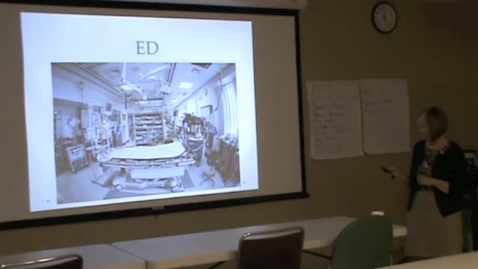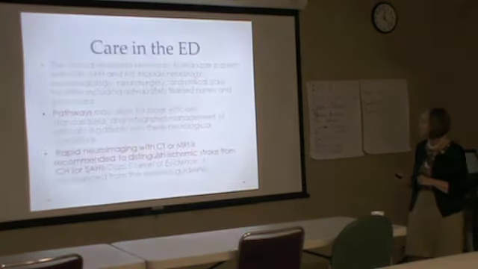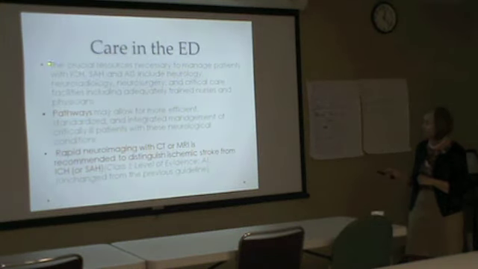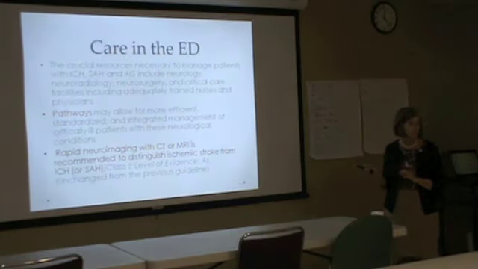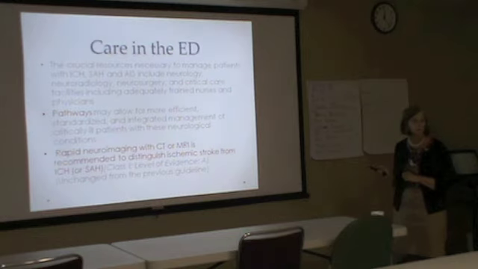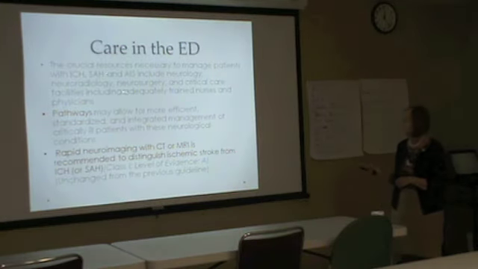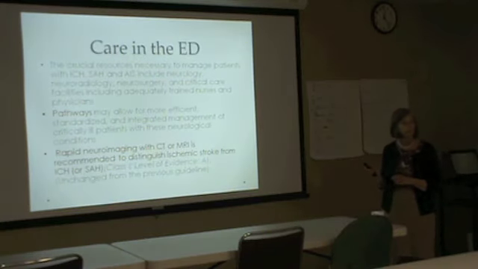So then the next set of recommendations applies to what do we do in the ED. The actual guidelines say that the crucial resources necessary to manage patients with intracerebral hemorrhage, subarachnoid hemorrhage, and acute ischemic stroke include neurology, neuroradiology, neurosurgery, and critical care facilities, including adequately trained nurses and physicians. We don't really have quite all those things. But there is neurology, there is radiology, who read a large number of neurological studies, and we do have trained nurses and physicians in the acute treatment of stroke. We have cooperative agreements with neurosurgeons in Grand Island and in Omaha for those particular issues that require a rapid transfer.